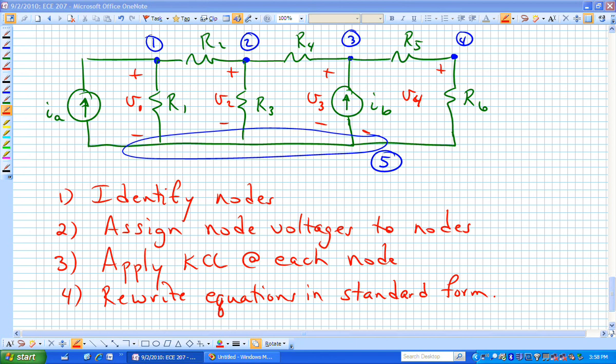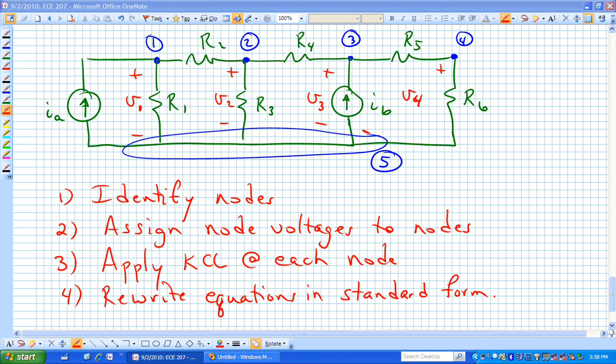V sub 4. Actually, if we wanted to do a lot of math, we would label all of these nodes 1, 2, 3, 4, and 5. But if we want to simplify our life, we might say, you know what, R5 and R6, those are in series. Let me just find an equivalent resistor, R5 plus R6, and that's now going to drop the same voltage as V sub 3. Does everybody see that?